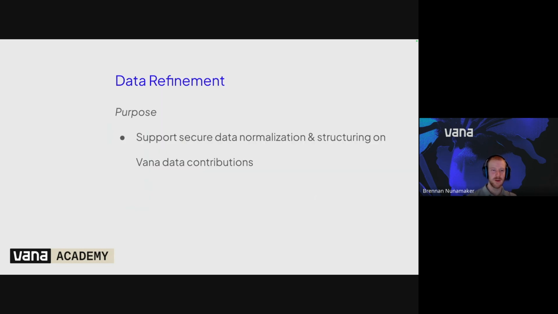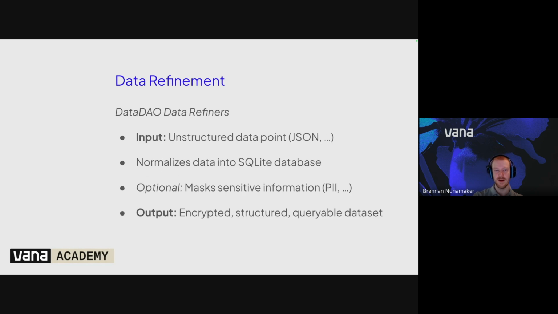So the purpose of data refinement is to support secure data normalization, meaning structuring it in one uniform format where the input might be unstructured on Vana data contributions. So data contributions can be files from third-party systems. It can usually be any kind of format these other third-party systems define. This refinement process allows us to kind of normalize it into one cohesive structure that queries can be run against. So that's the goal here.